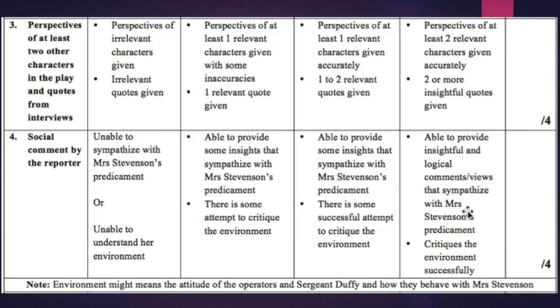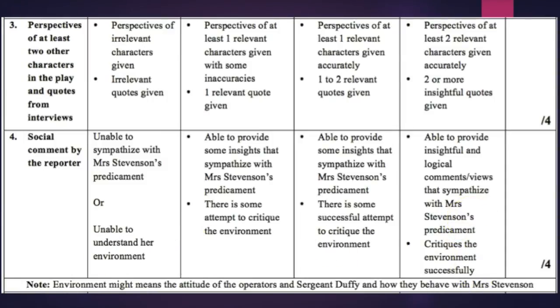Next, this is the last part, which is a social comment by the reporter. This can come in maybe after you have done all of the rest. Basically, this is 2 or 3 lines talking about your view of the situation. What kind of conflict did Mrs. Stevenson face? When she was talking to the phone operators, to Duffy, ask yourself, what was the attitude that they showed her? And what kind of conflict is portrayed here? This is basically your comment on what society is like in that era. But of course you have to pretend to be in that era.